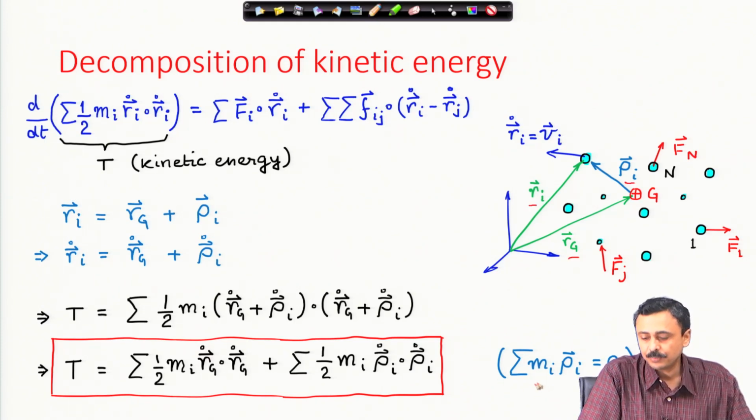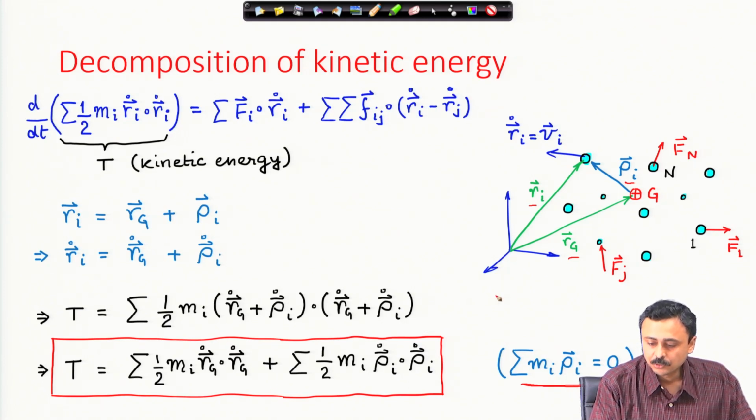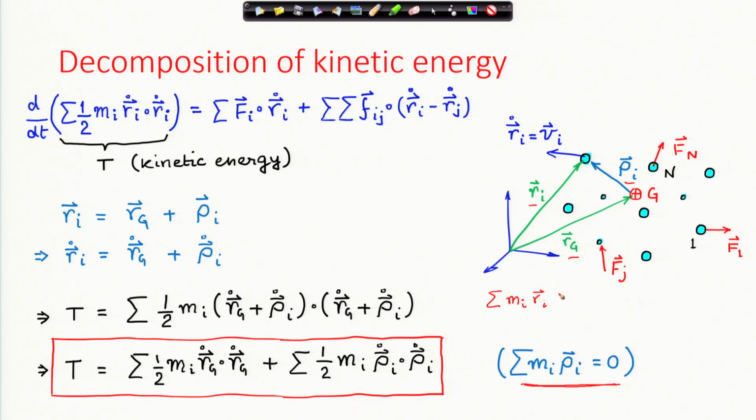Only thing you will have to remember is that we are using this identity, that summation of m I rho I is 0, and this follows from the definition of center of mass. How does it follow? You know that summation of m I r I, position vector of the ith particle, must be equal to summation of m I times r g vector. This is from the definition of center of mass. This is how we define center of mass.